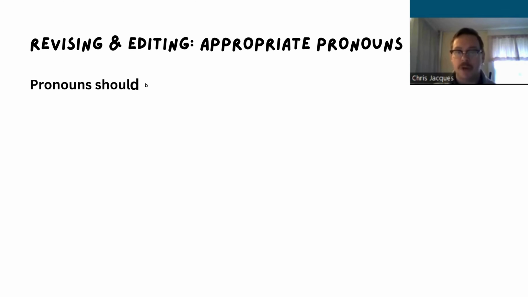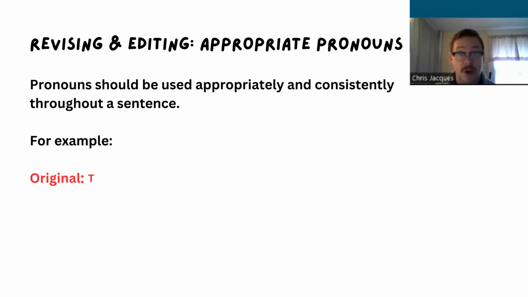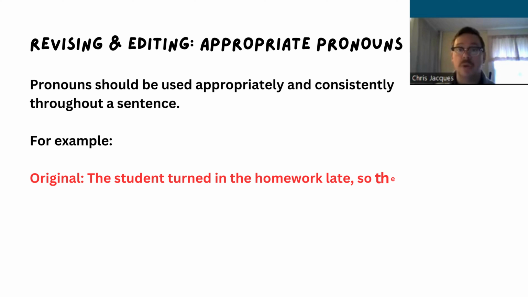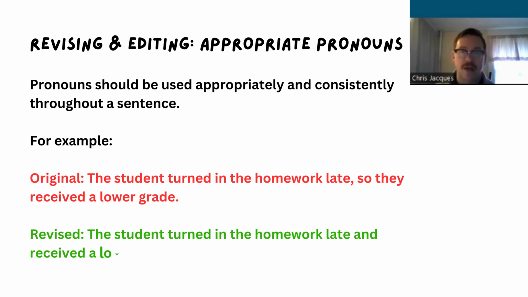All right, we talked about pronouns before. Here's another example. The student turned in the homework late, so they received a lower grade. Now, what is wrong with that? We talked about it before. They has to refer to more than one person. And so in this case, we need to change it, so it's either get rid of that pronoun, which is what we've done here, or add in another one.